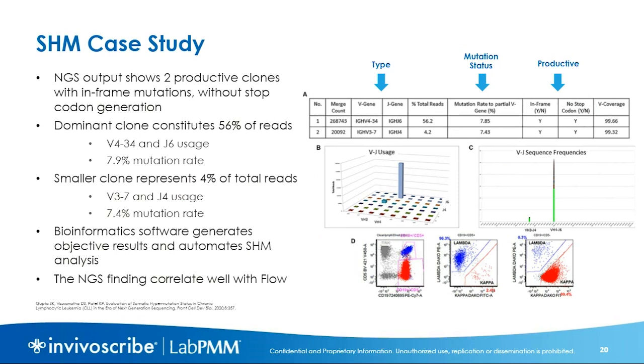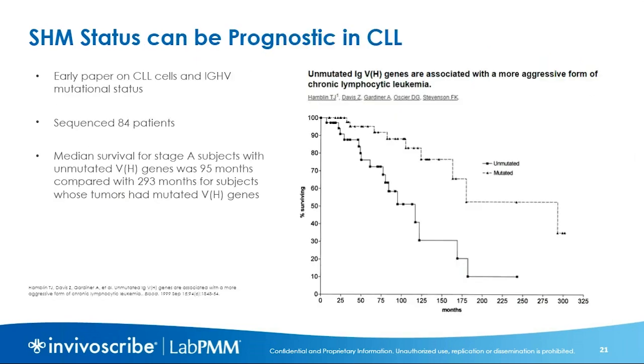So sophisticated bioinformatics software automates the SHM analysis, outputting the type, mutation rate, and information about productivity. And the NGS findings correlate well with flow cytometry. CLL being the most common leukemia in the Western world, it's very important to risk stratify this chronic disorder for making treatment decisions at various time points in the patient's treatment journey.